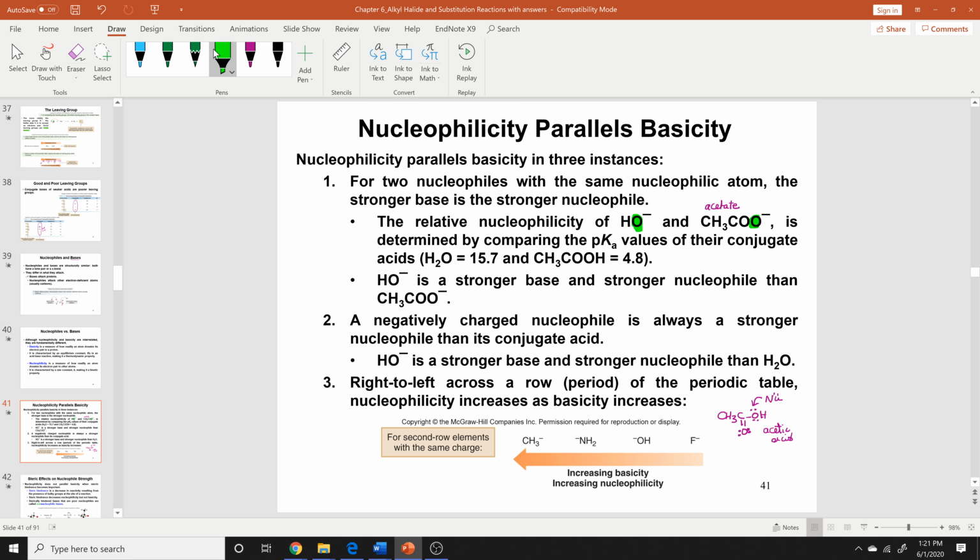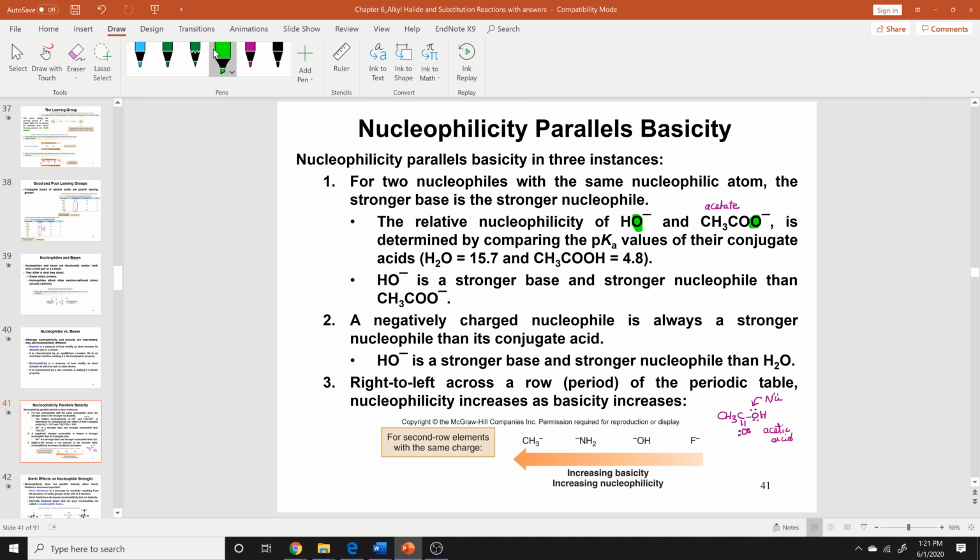Normally, we compare their pKa values and we go by the rule that the stronger the base, the stronger is the nucleophile. Here, OH is a stronger base because the acetate in this case comes from an acetic acid. So if this is a carboxylic acid, it is acidic. So its conjugate base is weak.